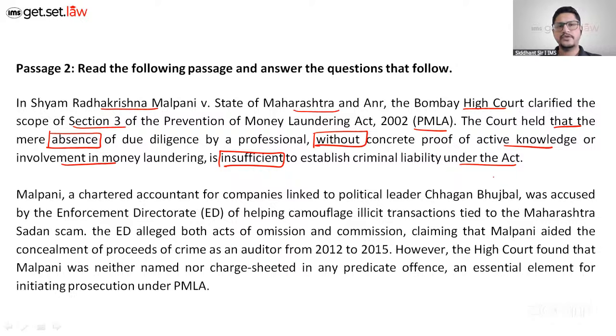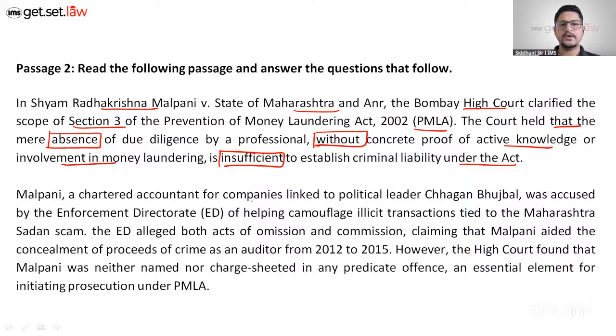That absence of due diligence, so due diligence was not done. What does due diligence mean? A proper check. A proper check was not done, and there is no concrete proof. Now, proof of what? Knowledge and involvement in the case. Either of the cases being absent, it is insufficient.